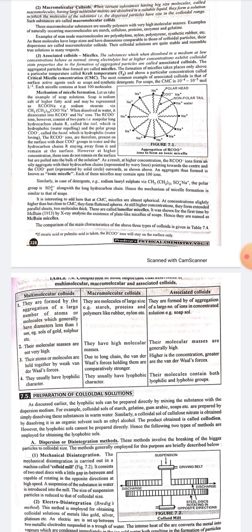Macromolecular colloids have high molecular masses. Associated colloids have molecular masses that are generally high. Number 3. In multimolecular colloids, atoms or molecules are held together by weak van der Waals forces. In macromolecular colloids, due to the long chain, the van der Waals force of attraction holding them is comparatively stronger. In associated colloids, the higher the concentration, the greater the van der Waals force.